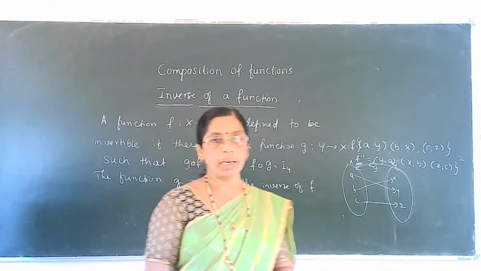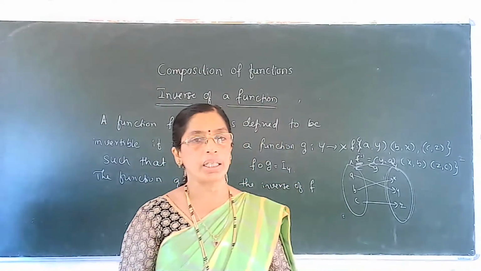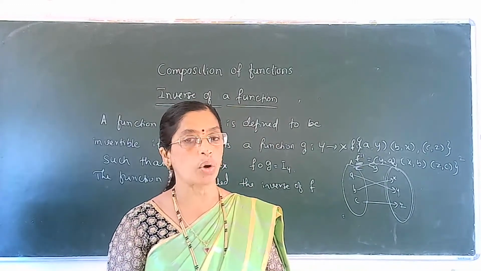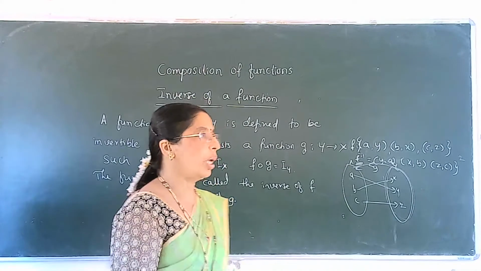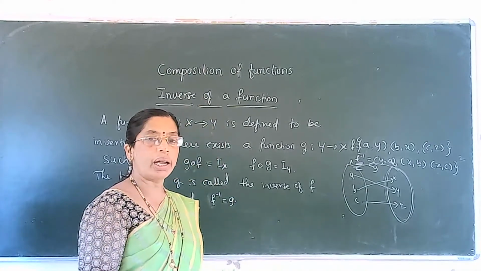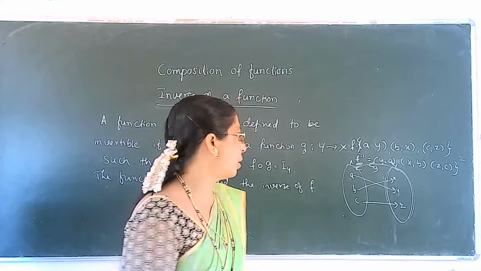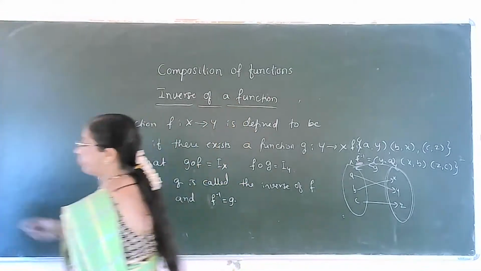Therefore, the two functions are invertible. The function is one-one and onto also. Its converse is also true. If a function is one-one and onto function, the function is invertible with g.